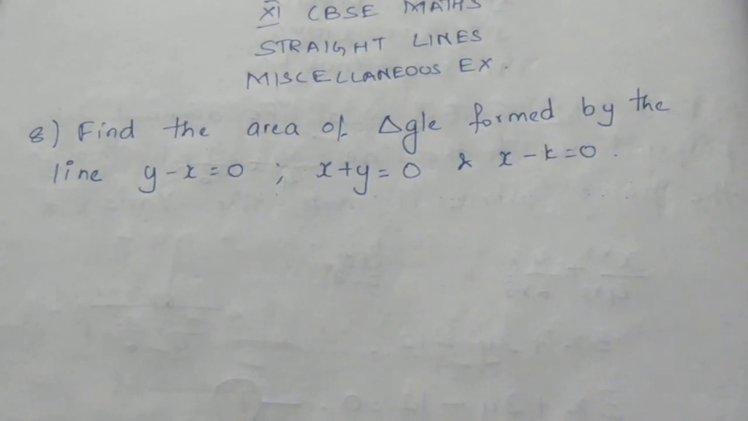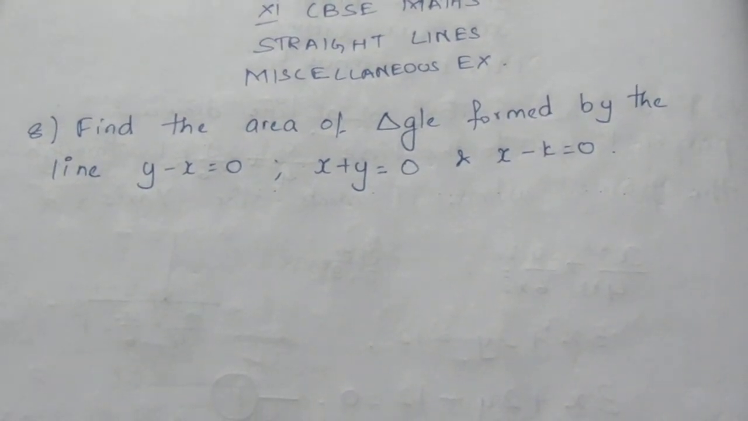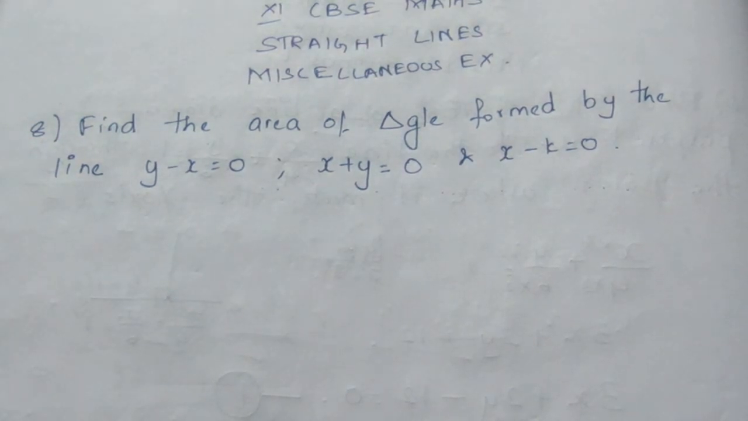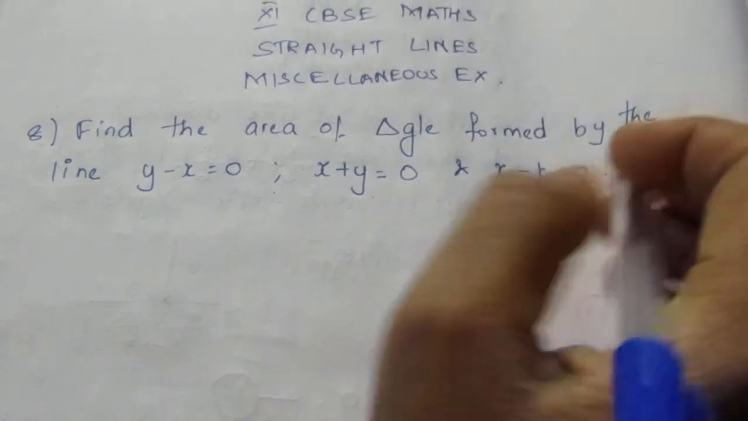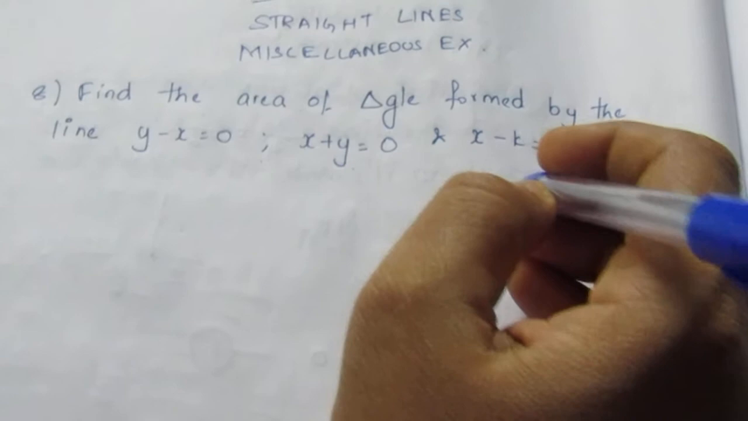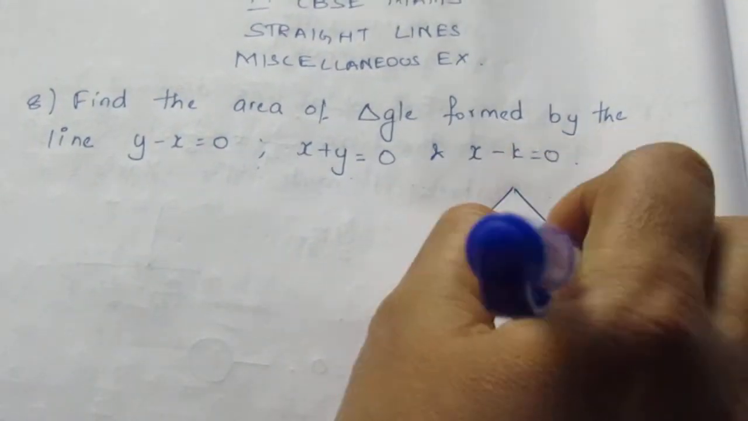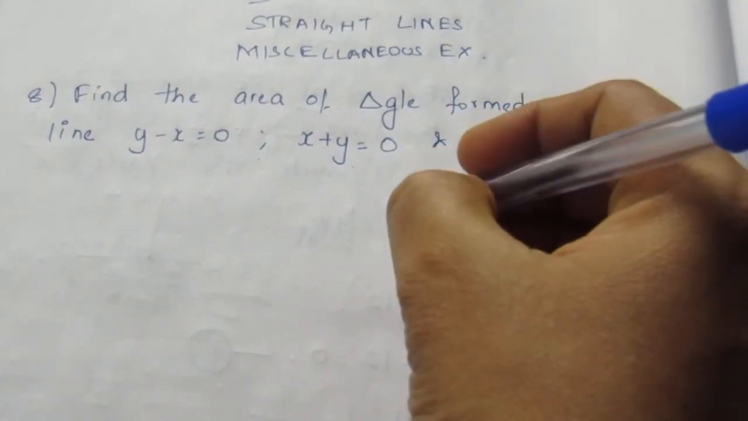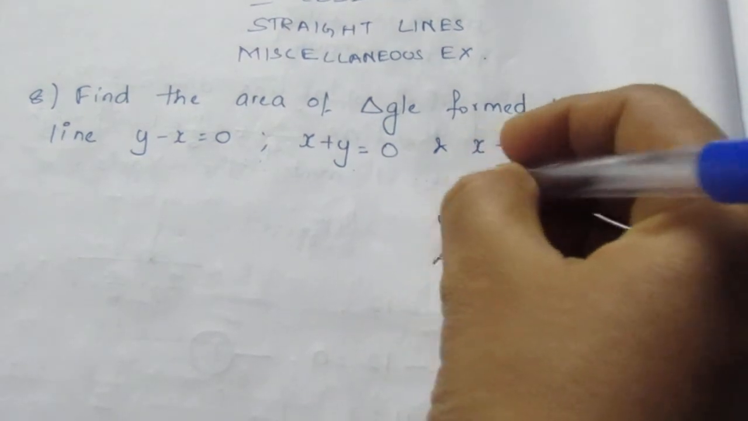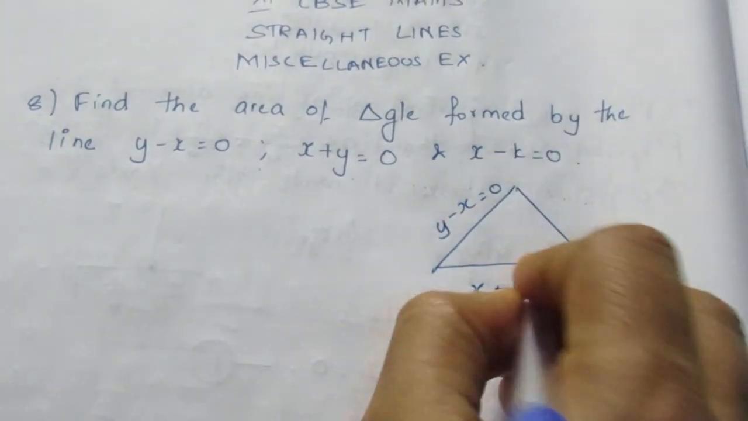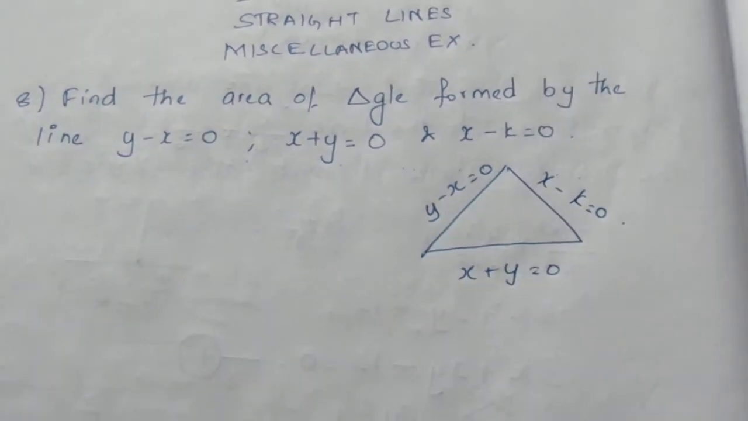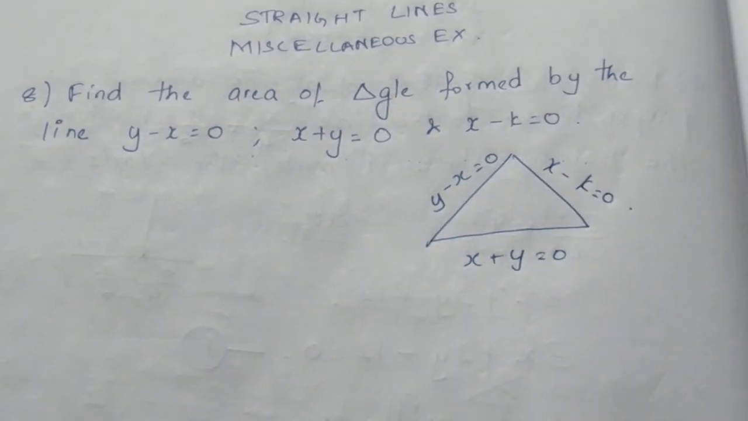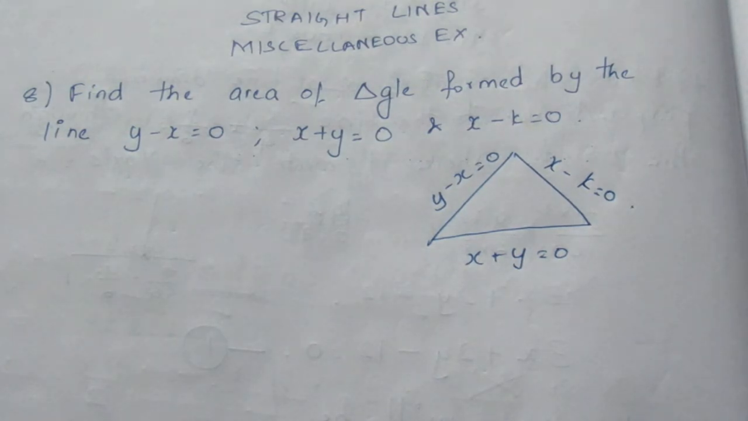Let's see the question. Find the area of a triangle formed by the lines y minus x equal to 0, x plus y equal to 0, x minus k equal to 0. So there are three equations of a triangle. Here let me take this to be y minus x is equal to 0, here x plus y is equal to 0, here x minus k equal to 0. So having the equations, now we will find the area of the triangle.